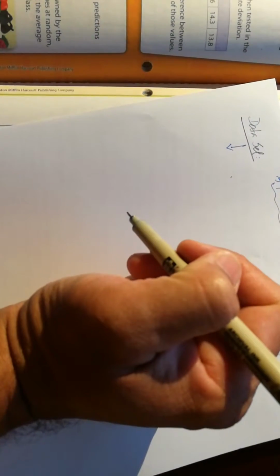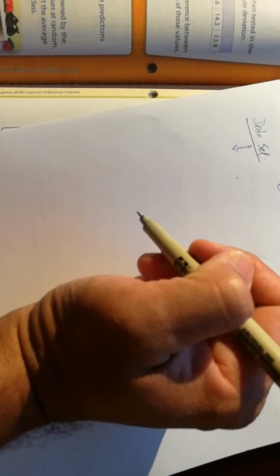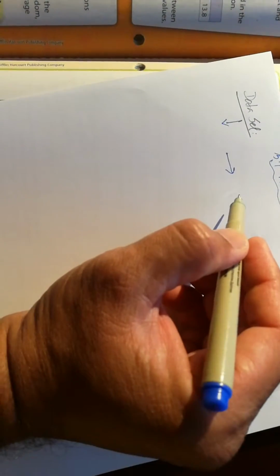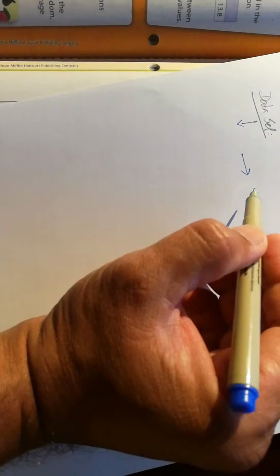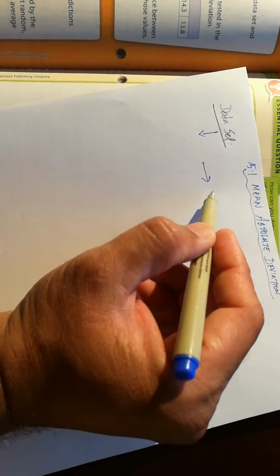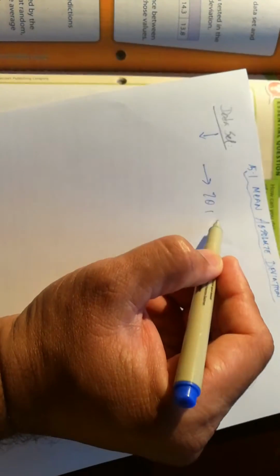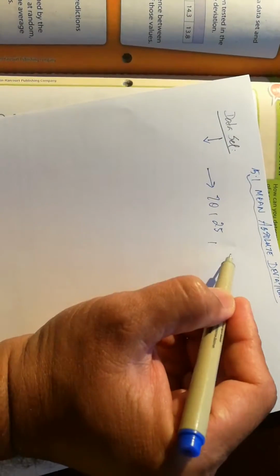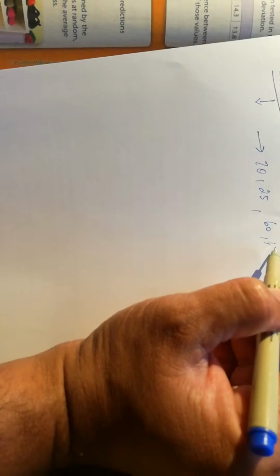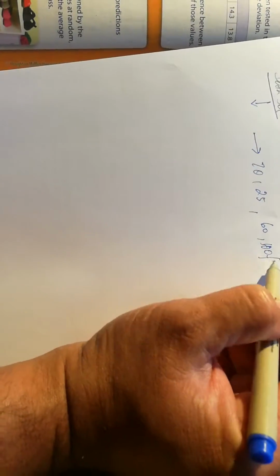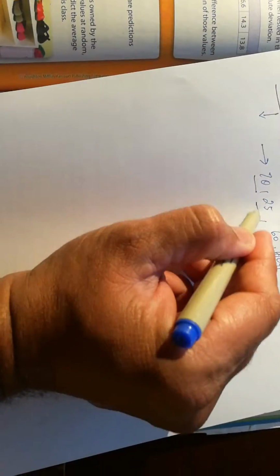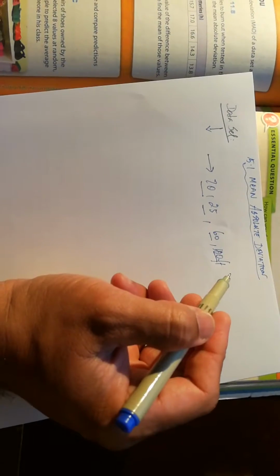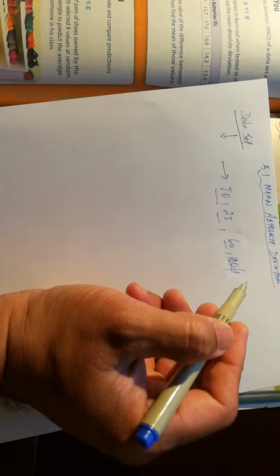A set of data points. A typical example for a data set would be, let us say, these are the heights of the buildings in a city: 70 feet, 25 feet, 60 feet, 100 feet. Now, this arrangement of data, point by point, is called a data set.